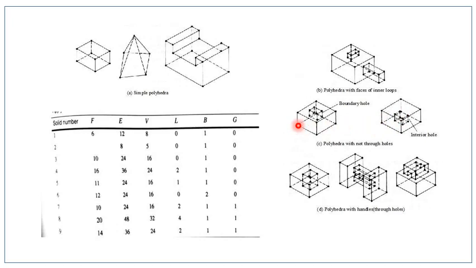So it is represented in a wireframe model, and so we are able to see the holes inside the objects. And polyhedra with handles are through holes. So in this case we can view the holes directly in a solid model. So here F is faces, E is edges, V is vertices, L is loops, B is body, and G is genus. These examples are represented in table form.